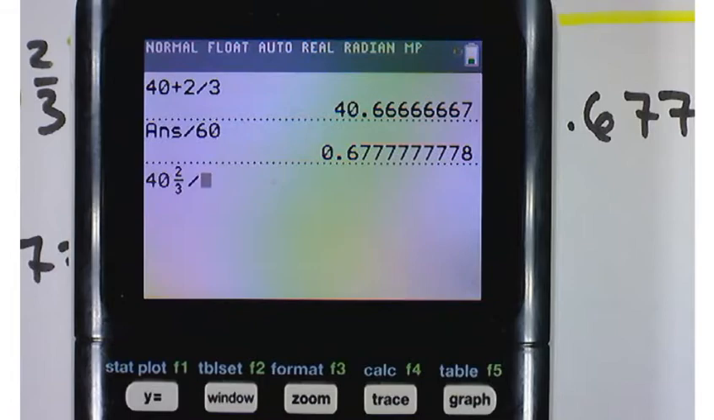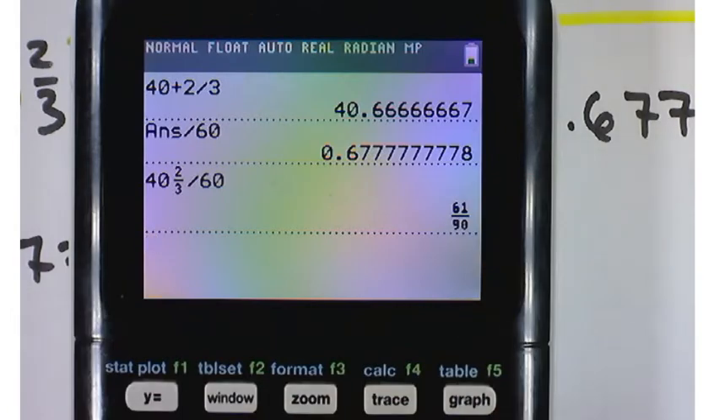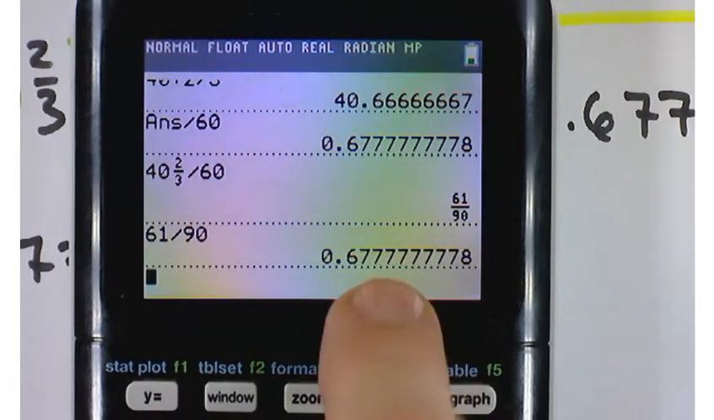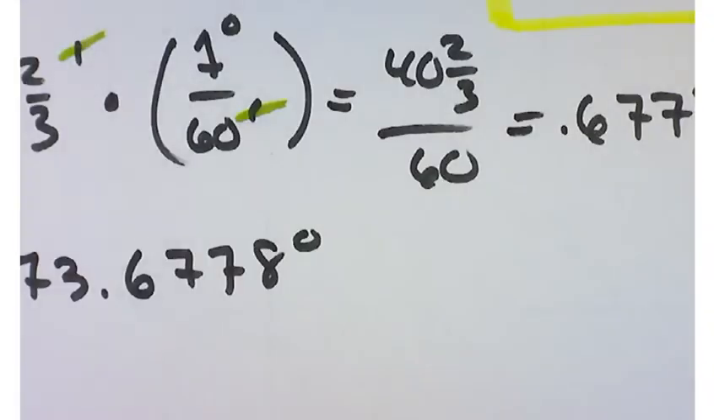Now we're going to divide by 60. Oh, it gives me a fraction. All right, 61 over 90. Well, that's pretty cool too. So if you want to figure out what the decimal value is, you can just divide like that. It's a nice little trick. It's not something that I'm going to require, but it's pretty nice. All right. How are we looking with that first one? You okay with those units?